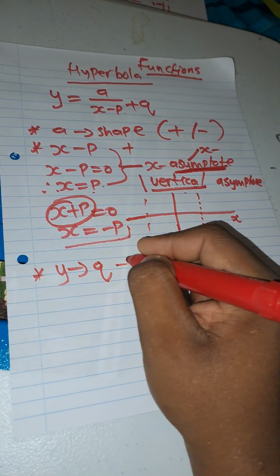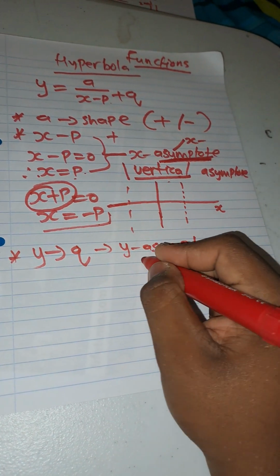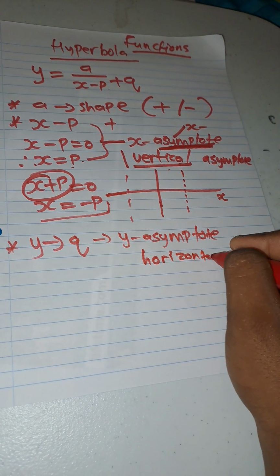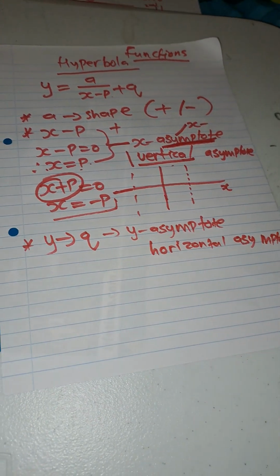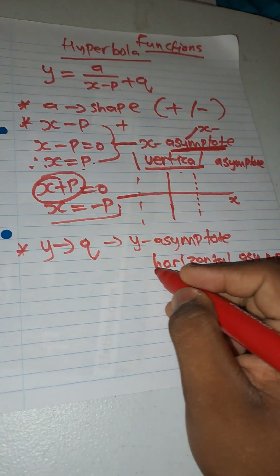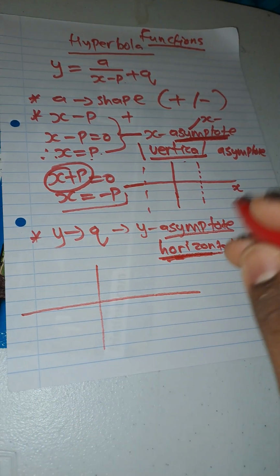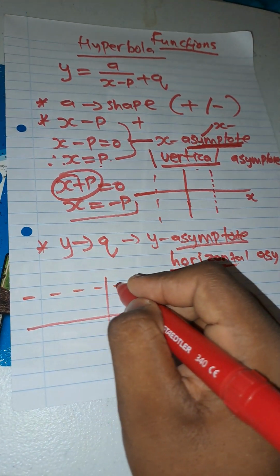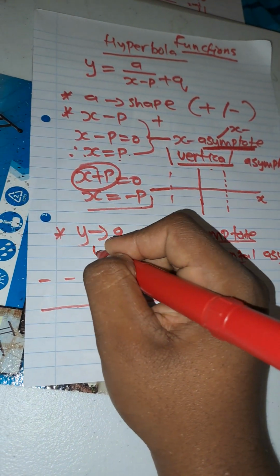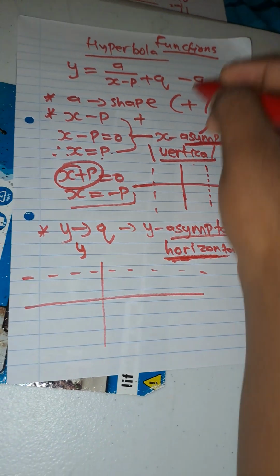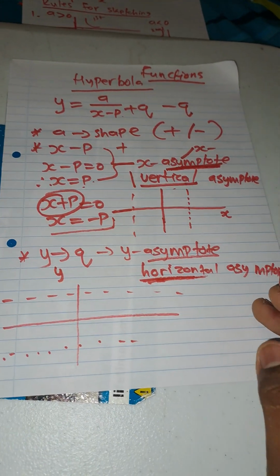The last thing is the y, which is the q. This q is the y asymptote, also called the horizontal asymptote. What does it mean? Same thing again. Horizontal means from left to right, and this asymptote is a line. So on your graph, it cuts your y-axis horizontally. If it is minus q, it will cut horizontally but on the negative side of the graph. So that's what you have to know.